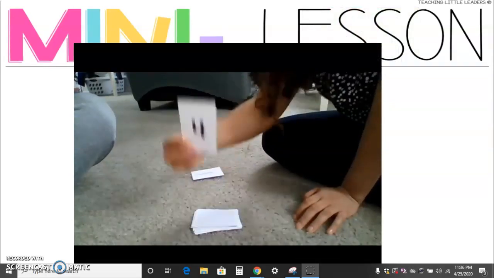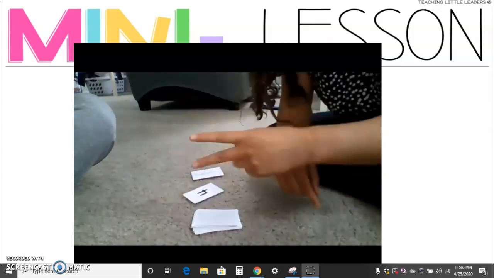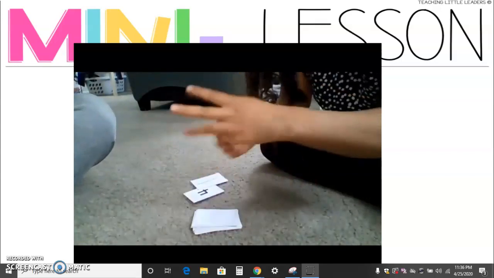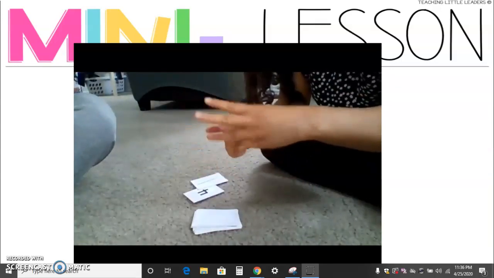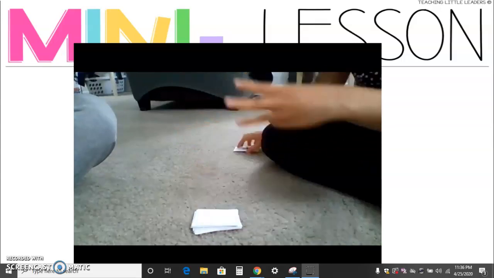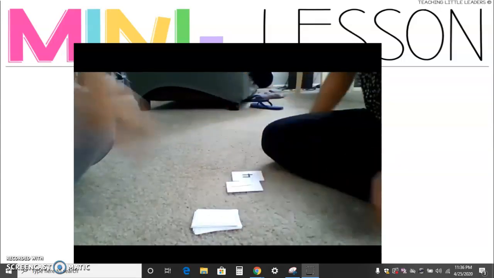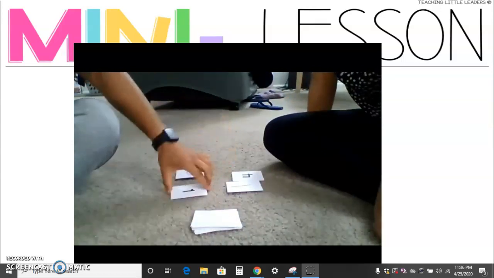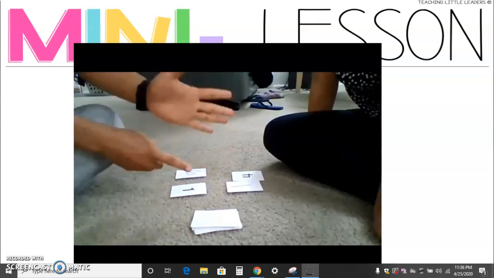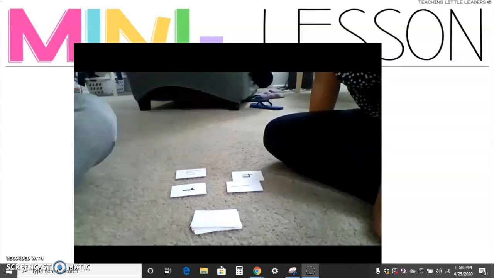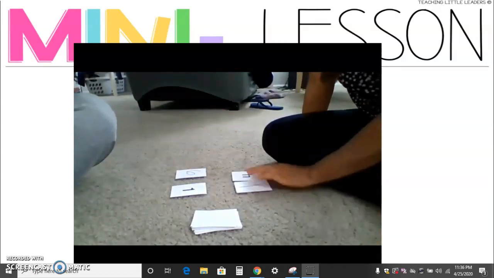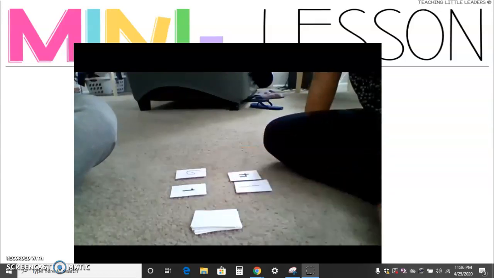So if I have 4 fingers, 1, 2, 3, 4, and I take away 1, how many do I have left? 1, 2, 3. Good job. All right, player 2's turn. 6 and 1. So 6 minus 1 is 5. The player that has the bigger difference or the bigger number at the end gets to keep all the cards. So I had 3 and he had 5.